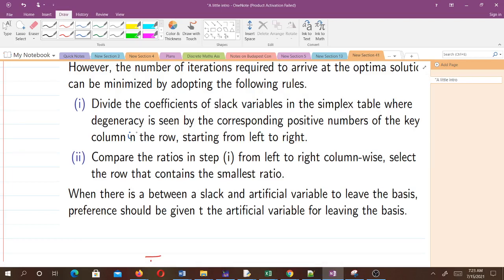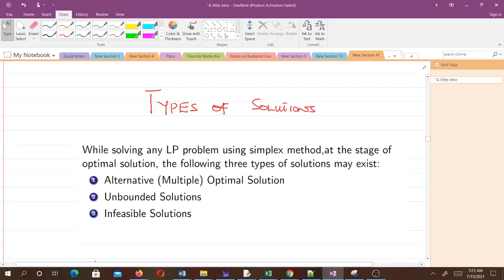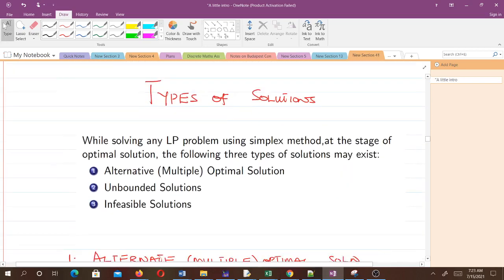So when there is a tie between a slack and artificial variable to leave the basis, preference should be given to the artificial variable for leaving the basis. Okay, so we do this when we have two decision variables leaving the basis. Okay, all right. So now let's move on to types of solutions.